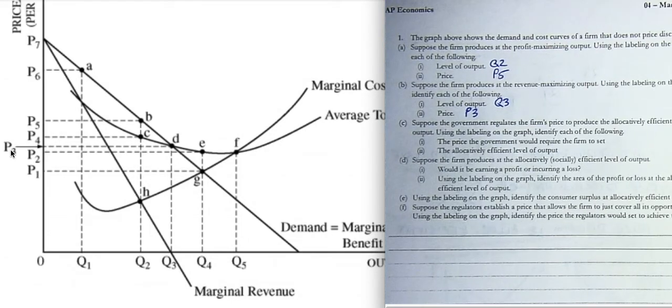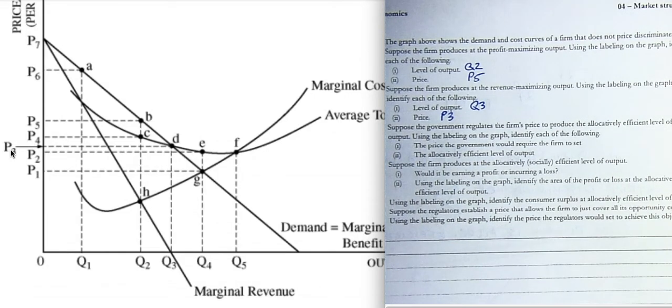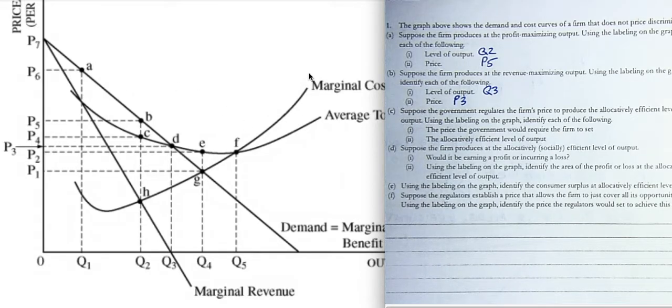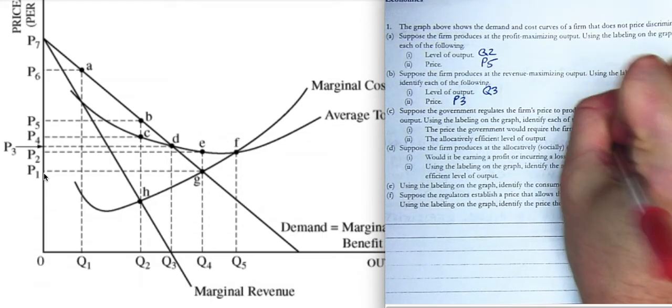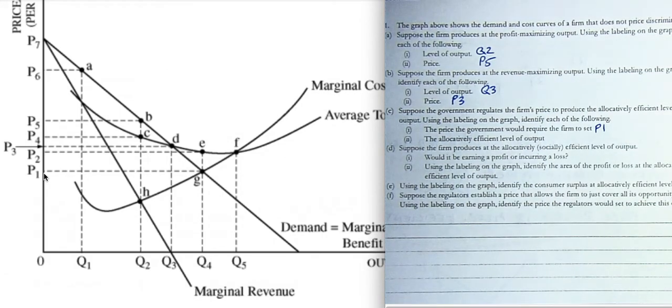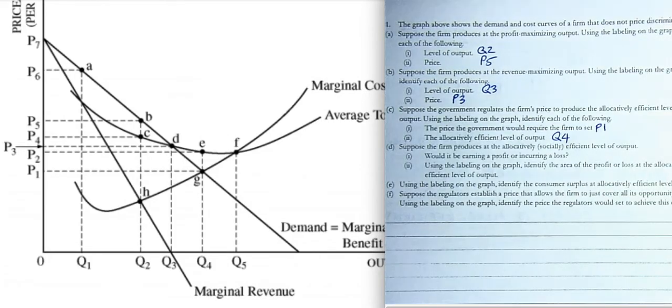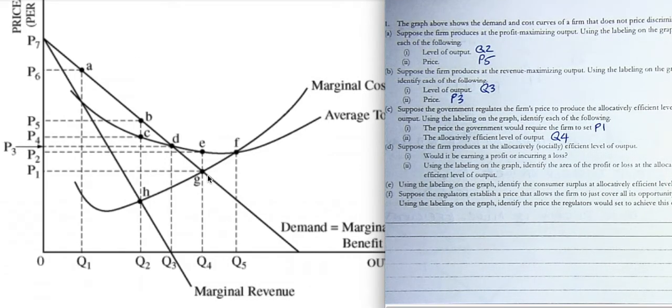Third item says, suppose the government regulates it to the allocatively efficient level of output. So that's going to be where marginal cost equals the demand curve, or the supply equals the demand. That's at point G, and so the price they would require them to set is P1. That's P1. And the allocatively efficient level of output at point G is Q4. Because again, we're looking for where MC equals the price, and that's right here. The demand curve tells us that price, so we go down to Q4.